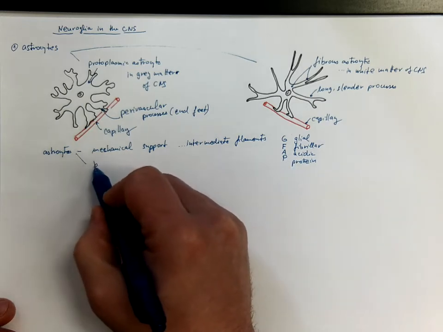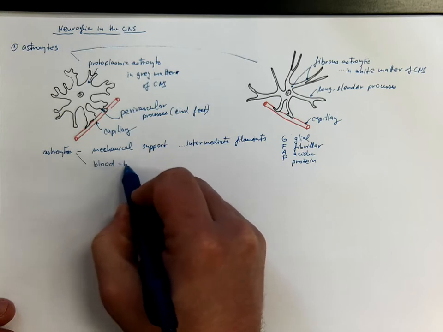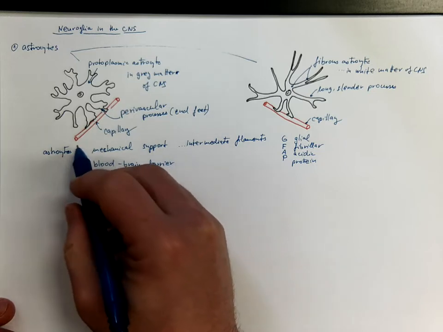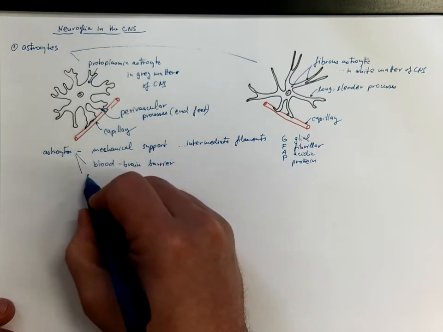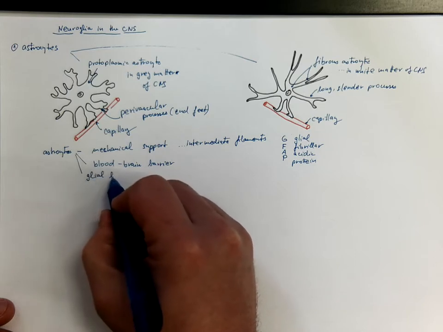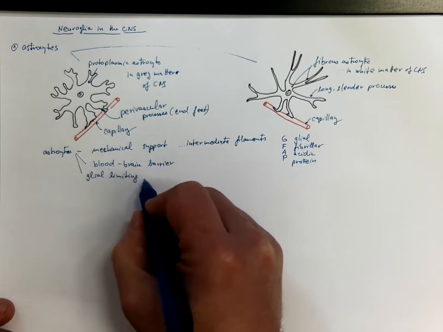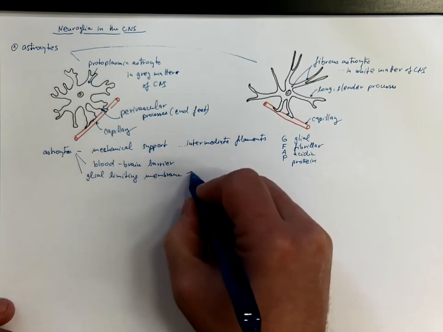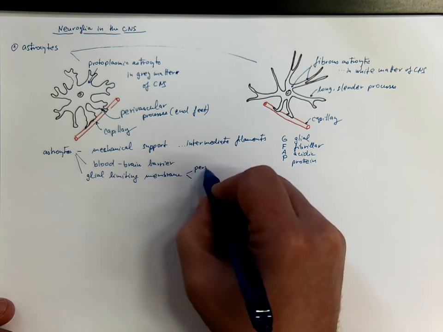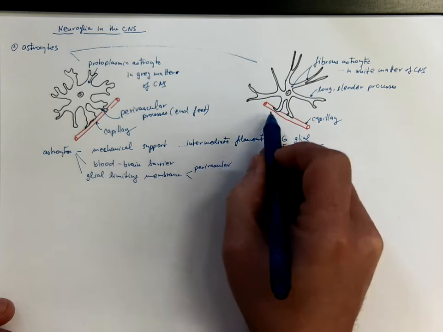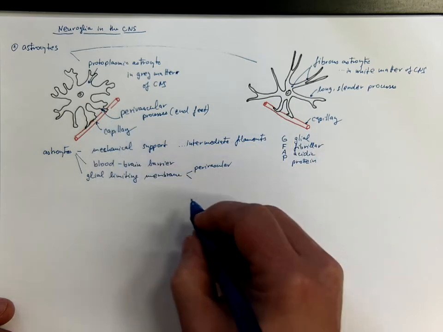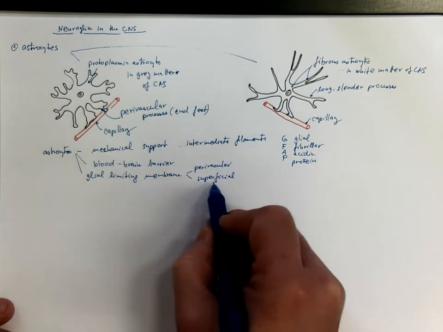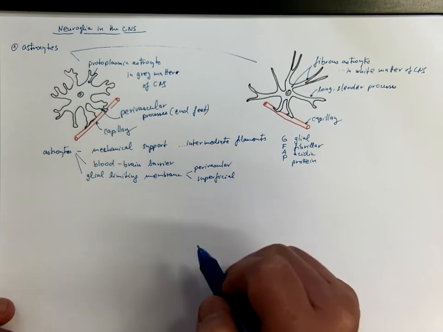They are part of the blood-brain barrier, and they form the layer called glial limiting membrane. There are two such membranes in the human body. First, the perivascular membrane formed by these end feet, and second, the superficial glial limiting membrane on the very surface of the brain, for example.